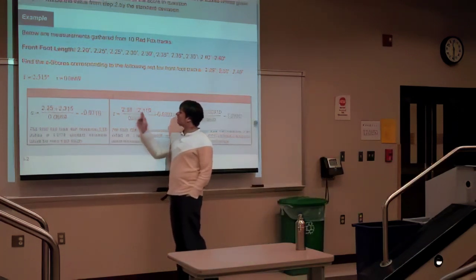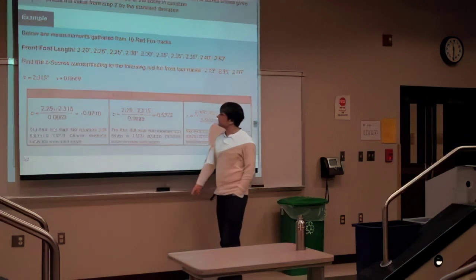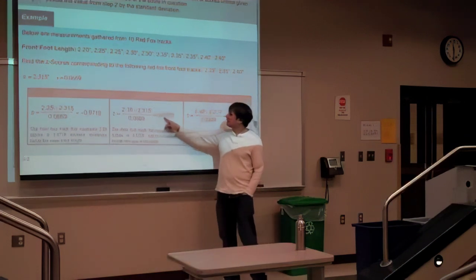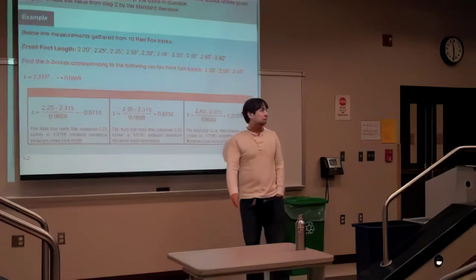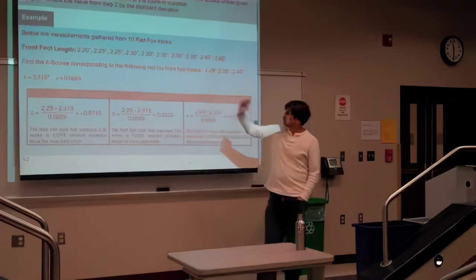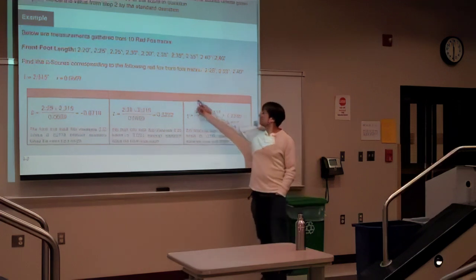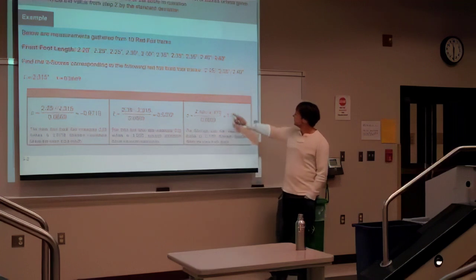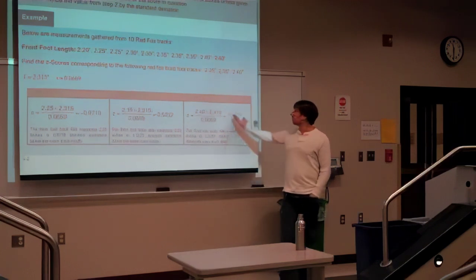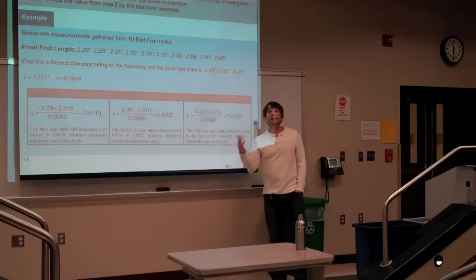2.35 minus the mean divided by the standard deviation. That track is a little over half a standard deviation above the mean relative for front foot length. And lastly, 2.4 inches minus the mean divided by the standard deviation. This one is 1.3 standard deviations above the mean.